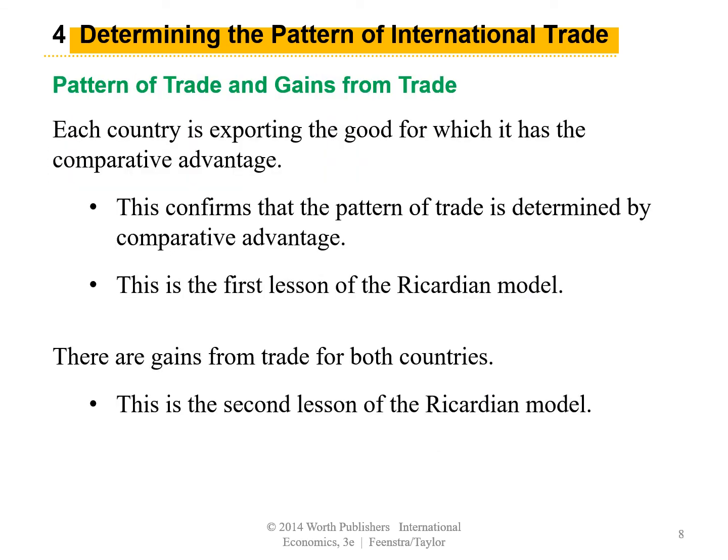So getting to the conclusions, each country will export the good for which it has a comparative advantage. That is to say, it is in the interest for each country to export the good when it has the comparative advantage in that good. That's the first lesson of the Ricardian model. Second lesson is that there are gains from trade for both countries. It isn't zero sum. So that's important.